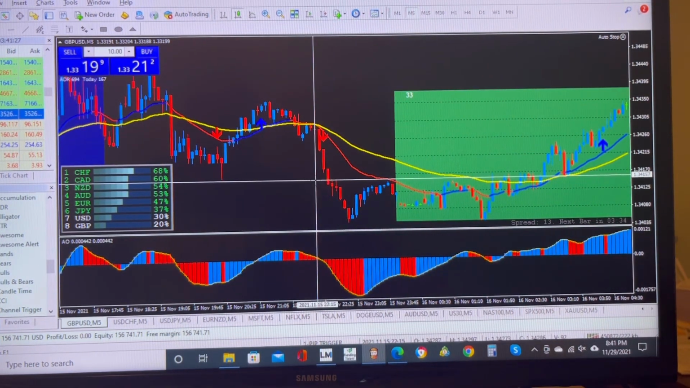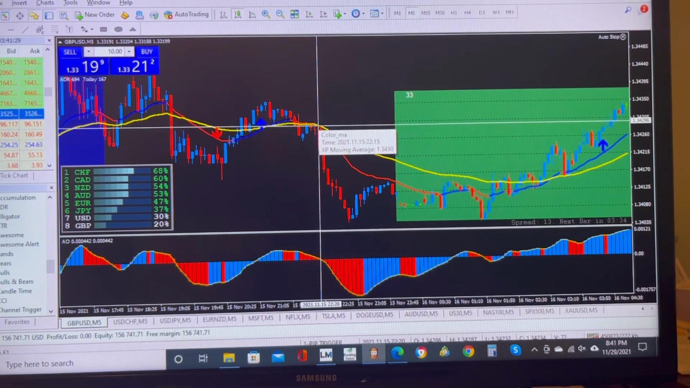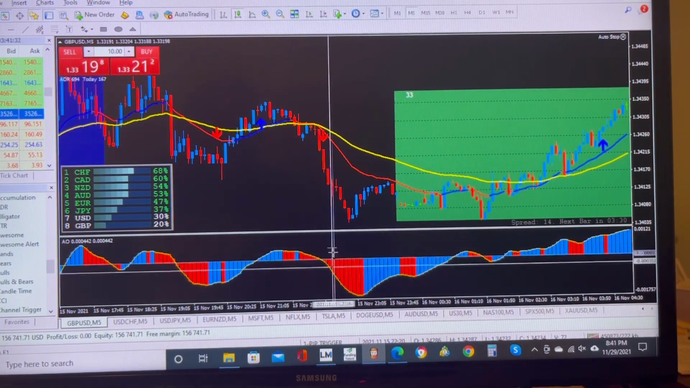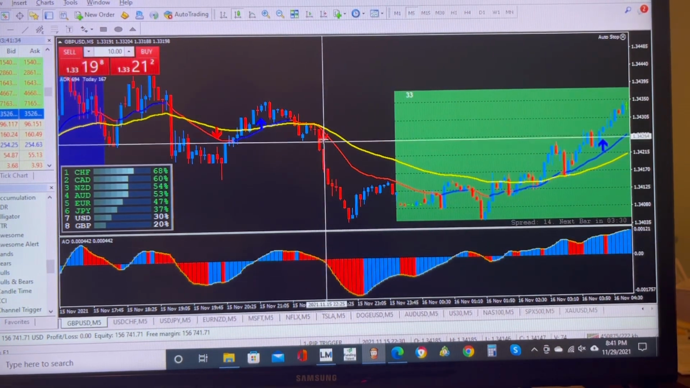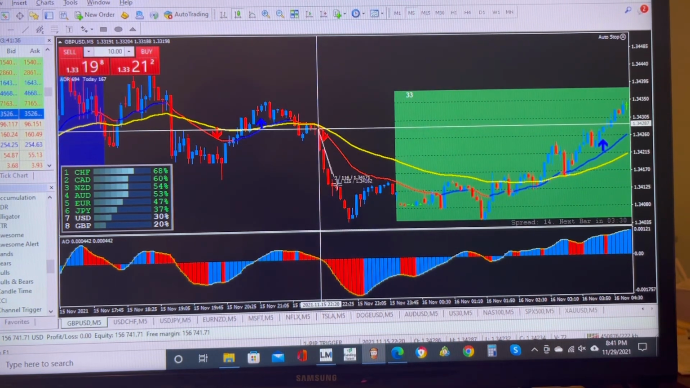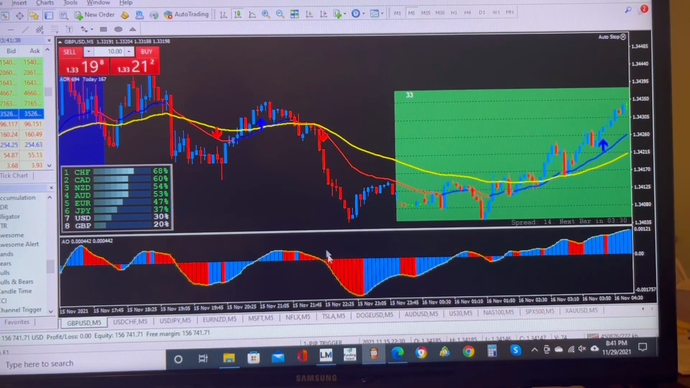So look at this here. The lines across. My Awesome Oscillator is going down. And I'm taking a trade for the sell. The AO told me where to get in at. That's why the Awesome Oscillator is a very good tool to use.